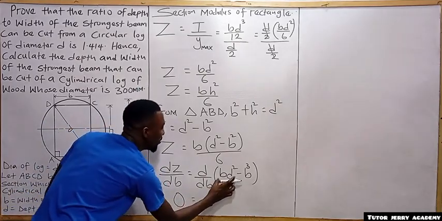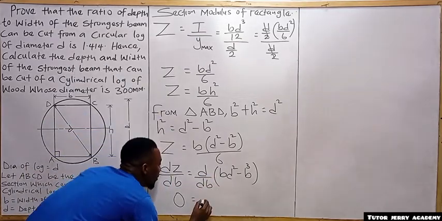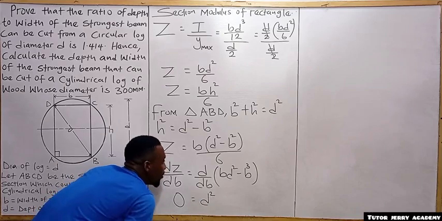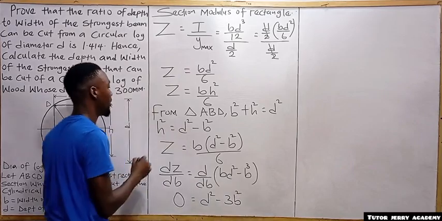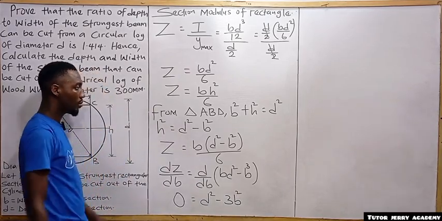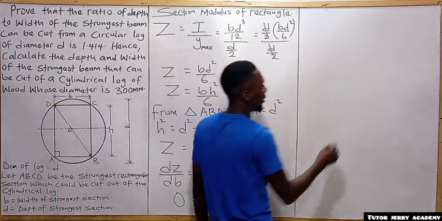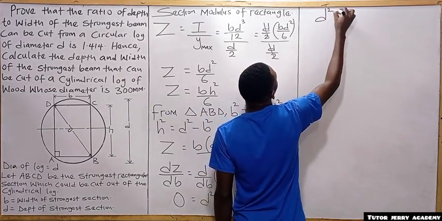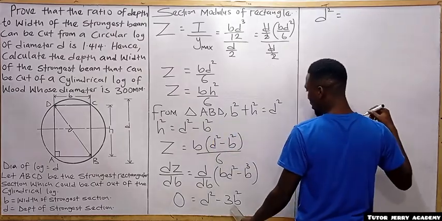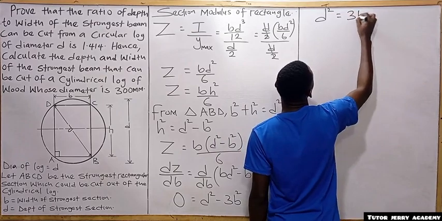So if you differentiate this, our b here is going to be 1. So we are going to have this to be what? d squared minus 3b squared. All right, so we can therefore equate. We can say that d squared is equal to what? If we remove this, d squared will be equal to 3b squared.